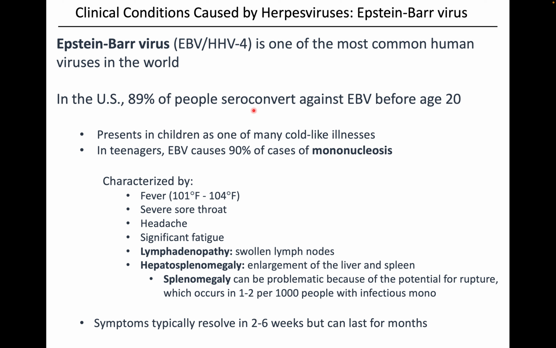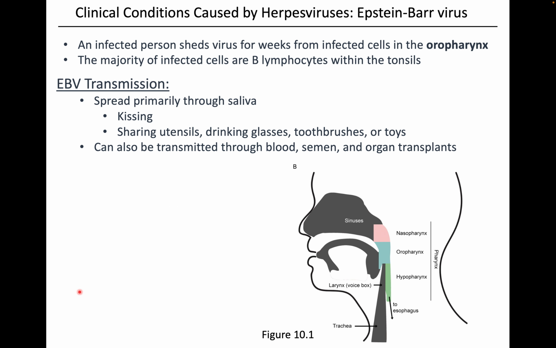And if you catch this as a child, usually it's just going to give you cold-like symptoms, so you probably wouldn't think twice about it. In teenage years, it can cause mono. If you've been unfortunate enough to have that, that can be pretty life-altering because you get very significant fatigue that can last for weeks or months, swollen lymph nodes, swollen liver and spleen sometimes. In rare instances, that can lead to rupture of the spleen. So yeah, mono is definitely not something you want to get.